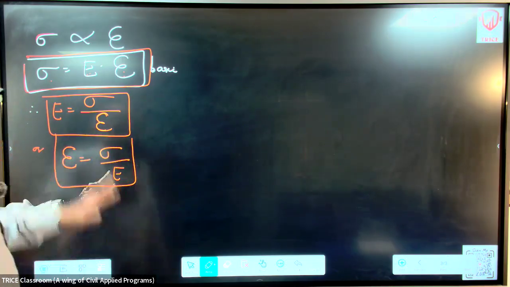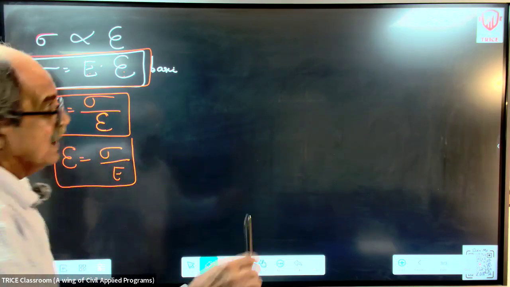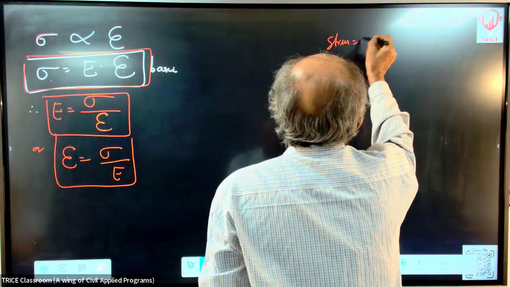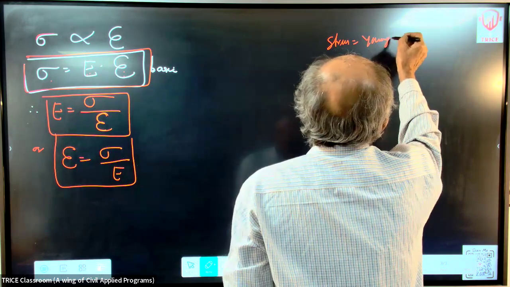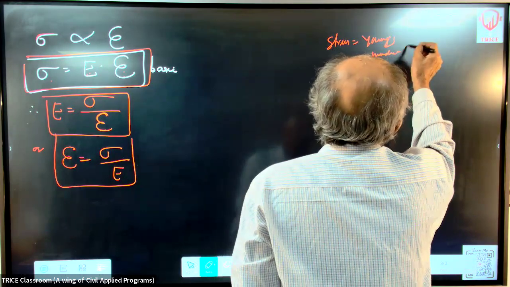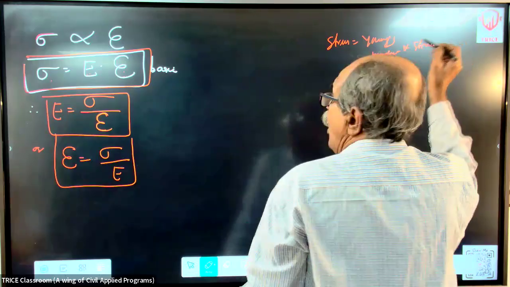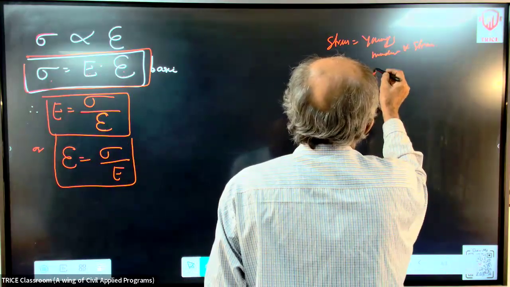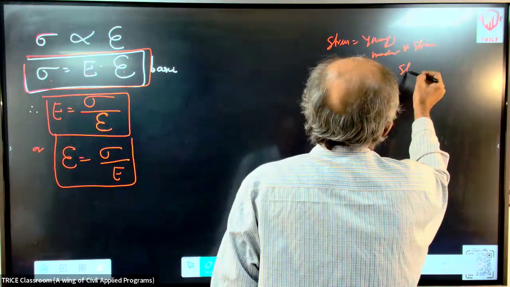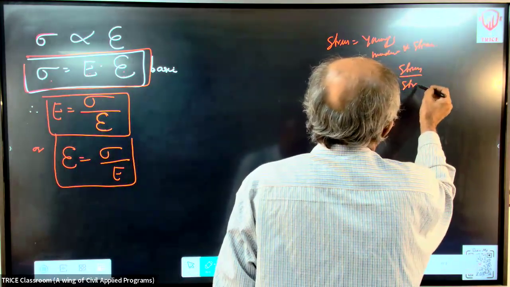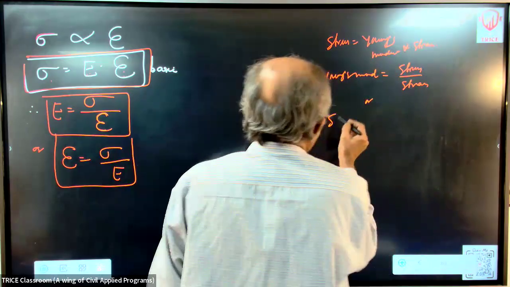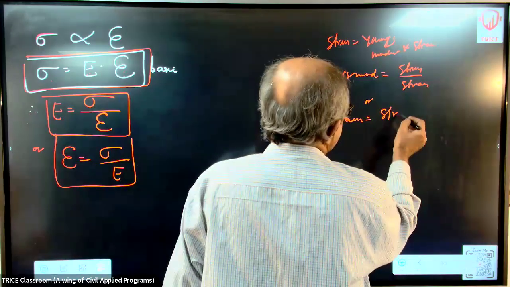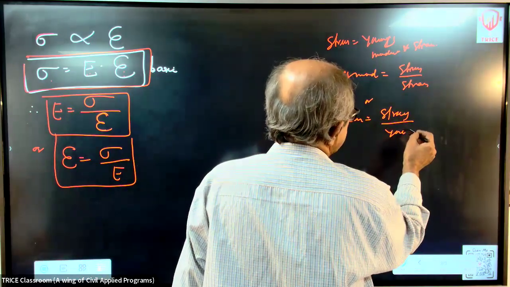Okay, now, see, stress equal to, I will tell you here. Stress equal to Young's modulus into strain, or Young's modulus equal to what? Stress divided by strain, or strain equal to stress divided by Young's modulus.